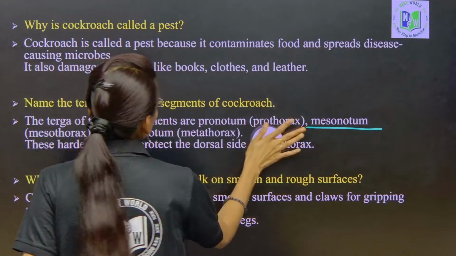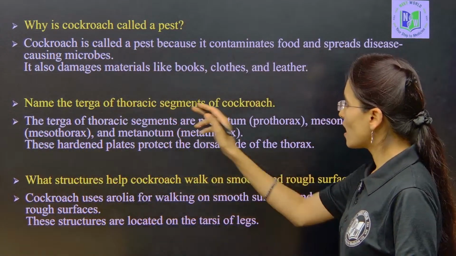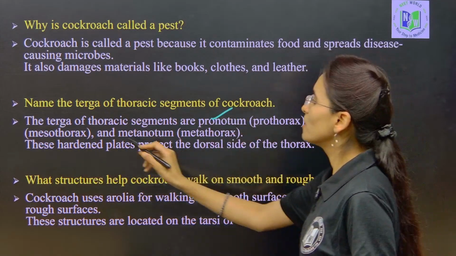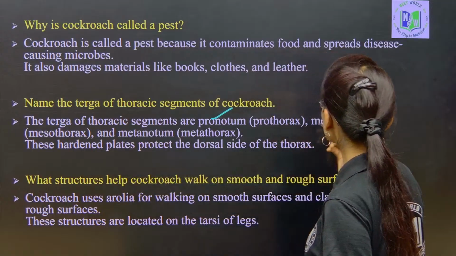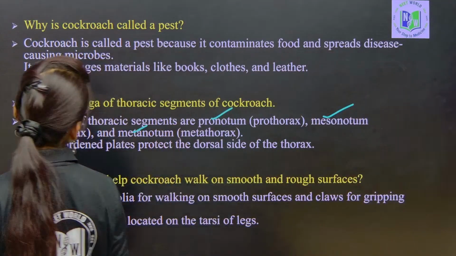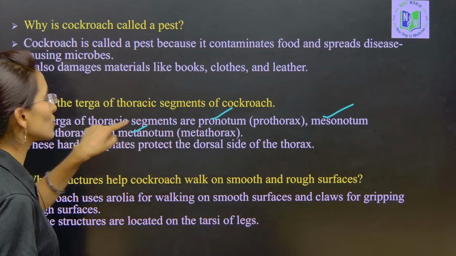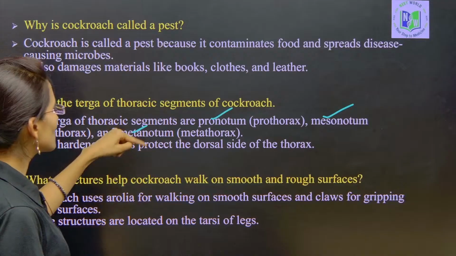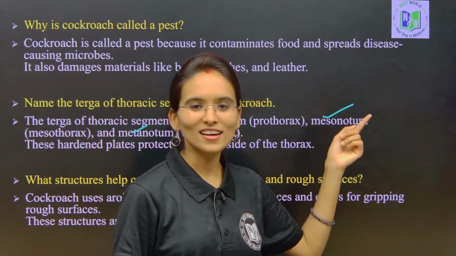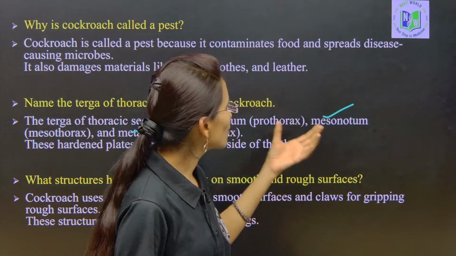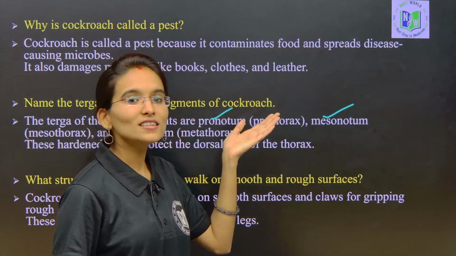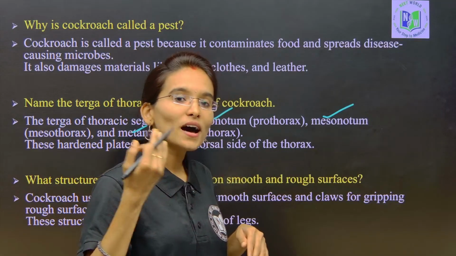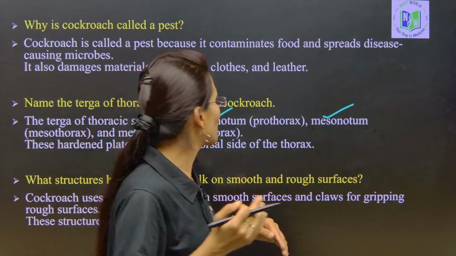So whenever you attempt this answer, just write: the terga of the thoracic segments are pronotum, mesonotum and metanotum, otherwise prothorax, mesothorax or metathorax. These are hardened plates that protect the dorsal side of the thorax. Just now we have seen where all these are present: on the dorsal side of the cockroach, it means the back side of the cockroach.